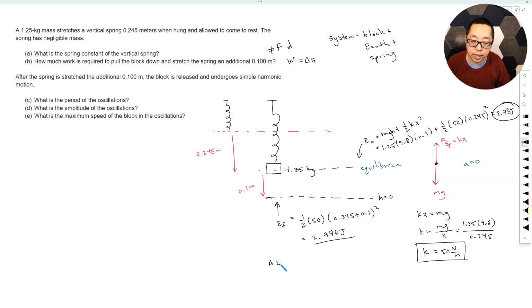And this is 2.976 joules. And so what's the change in energy? What's the difference in the energy is just the difference of those two numbers. And I get 0.25 joules. That's how much work is being done.